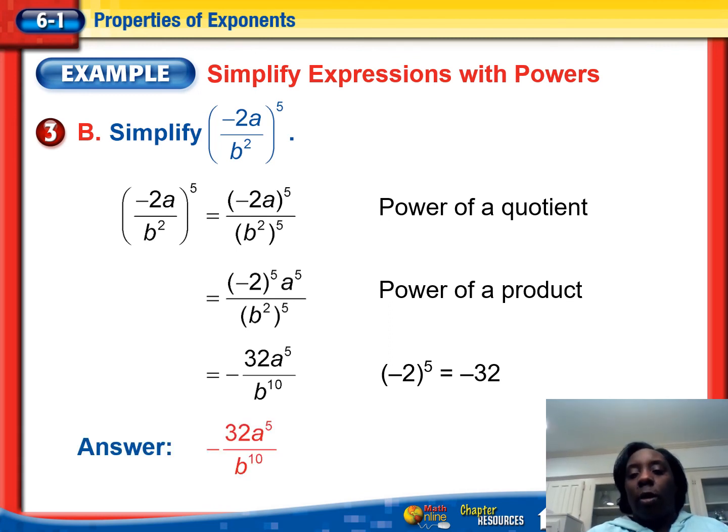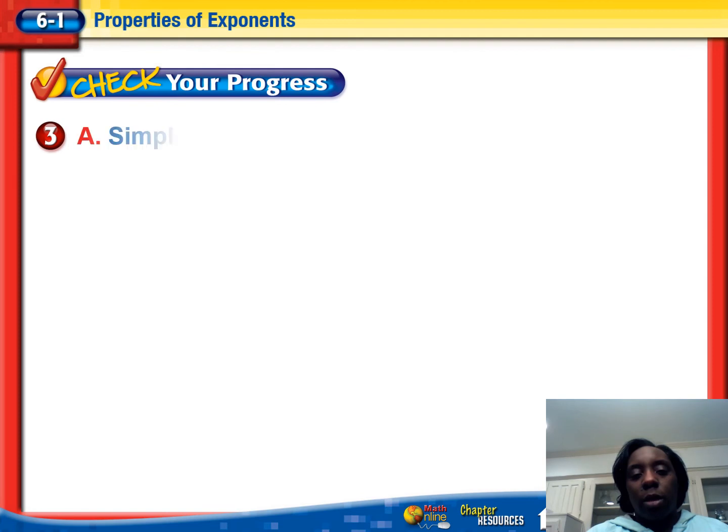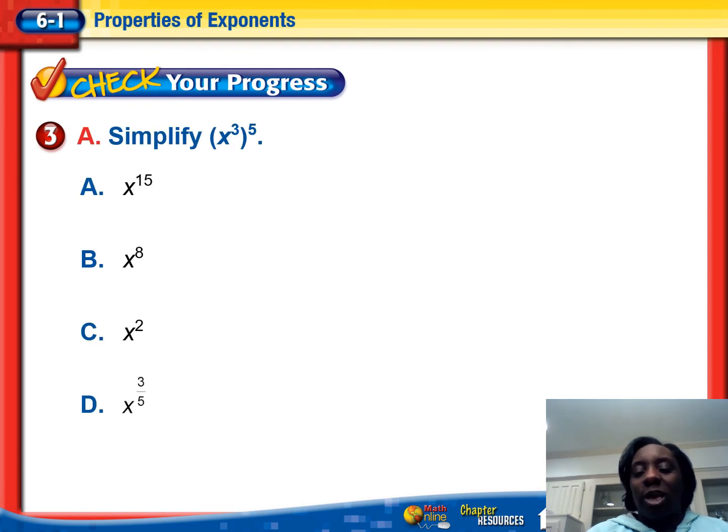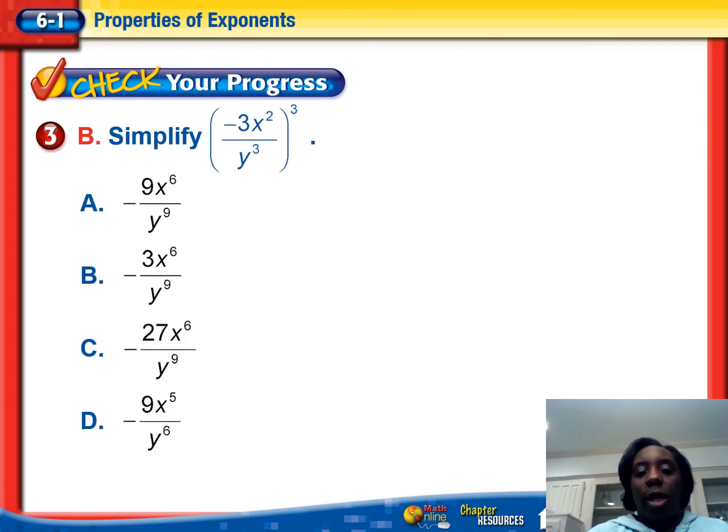All right, so let's look at our practice problems. So I'm counting down in 3, 2, 1. Okay, so what did you get? Wouldn't it be x to the third, x to the third, x to the third, x to the third, x to the third, which is x to the 15? 3 times 5 is x to the 15.